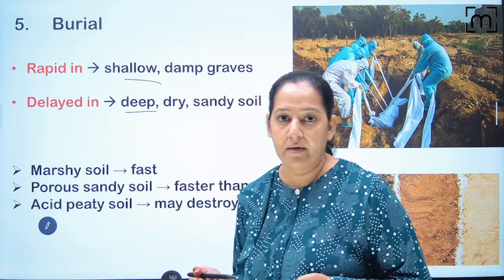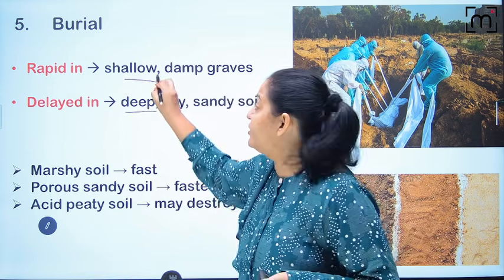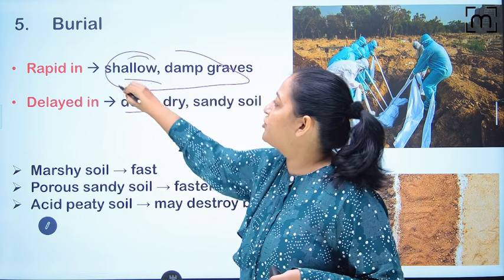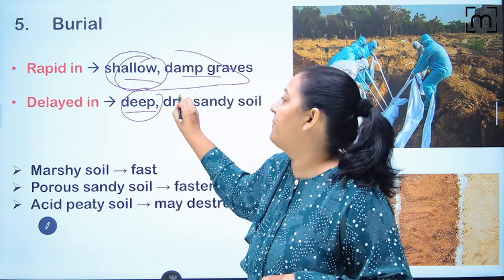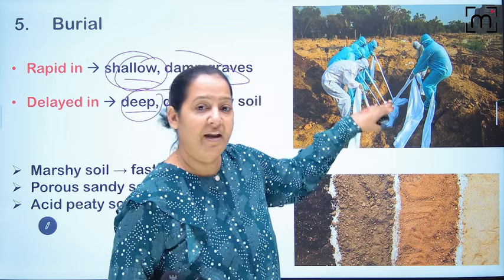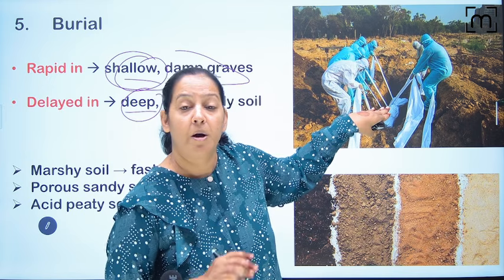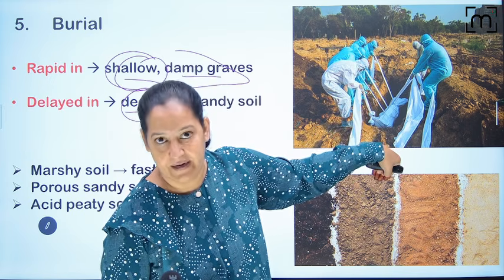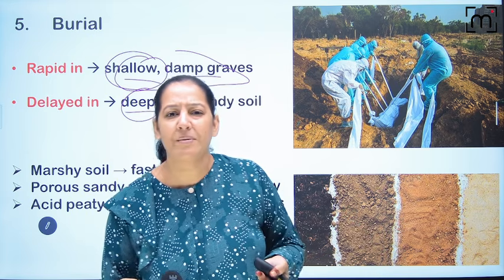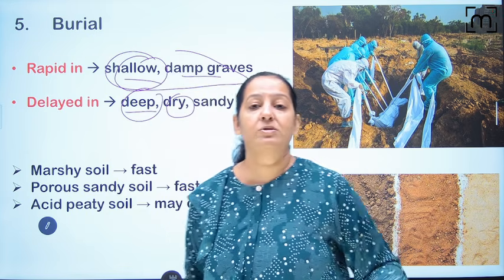Putrefaction will be fast where? Bacteria survive better in shallow burial, because shallow burials are damp. If the burial is very deep, it will be dry. So if the burial is shallow, putrefaction is fast. If the burial is very deep, the soil is dry and putrefaction will be slow. Everything is common sense. You don't have to learn. Putrefaction depends on soil to soil.